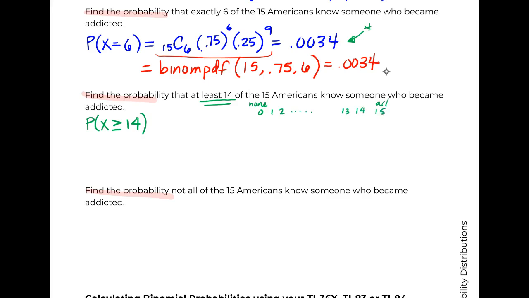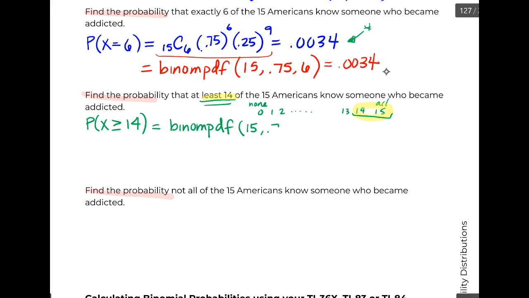If we're going from none to all, we can now actually see and visualize. This is the one thing that you guys aren't going to want to do on the worksheet, and if I were there, I wouldn't even help you unless you had written out this list of values. So write out the list of values, and now at least 14, it's a lot easier to see that that's going to be 14 and more. So at least 14 is 14 and more. Now we can see that this is just binom PDF because we have to do it for the 14.